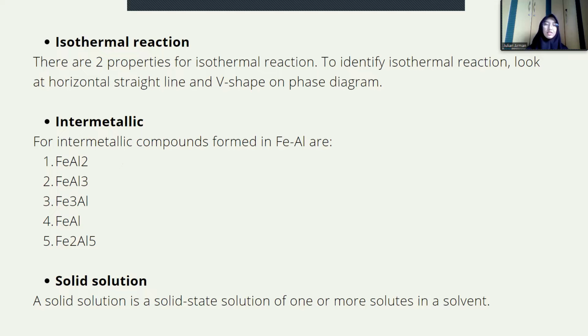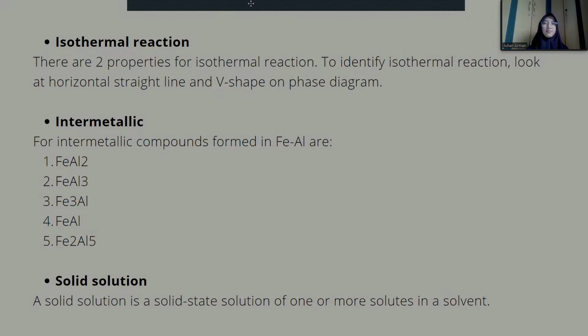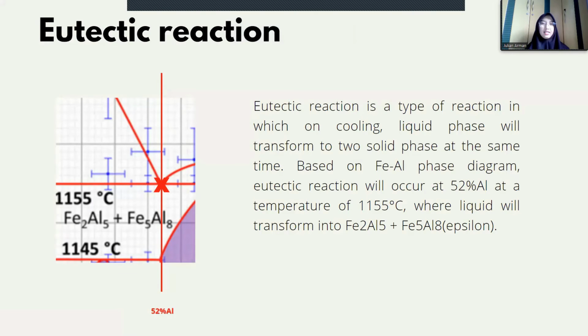Solid solution. A solid solution is a solid-state solution of one or more solutes in a solvent. Eutectic reaction. Eutectic reaction is a type of reaction in which, on cooling, liquid phase will transform to solid phases at the same time. Based on FeAl phase diagram, eutectic reaction will occur at 52% Al at a temperature of 1155 degrees Celsius, where liquid will transform into Fe2Al5 plus Fe5Al8 epsilon.